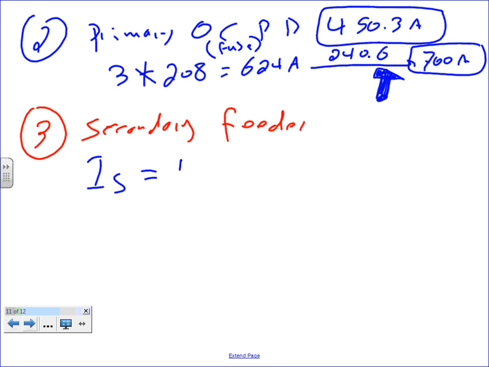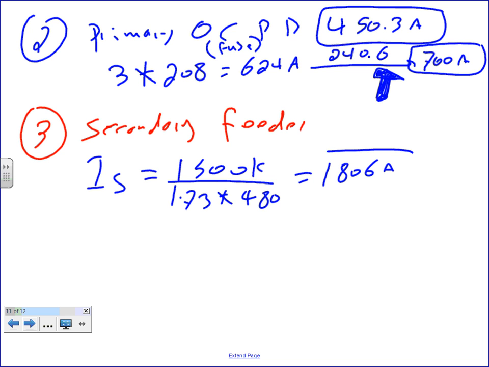Okay, the last thing is the secondary conductor. That's a piece of cake now. Take the 1500 kVA divided by 1.73 times the voltage. What was the voltage in the secondary? 480. And that will give me a healthy 1806 amps. The 208 amps on the primary will be transformed into 1800 amps on the secondary. Now you understand why we use high voltage. The difference.